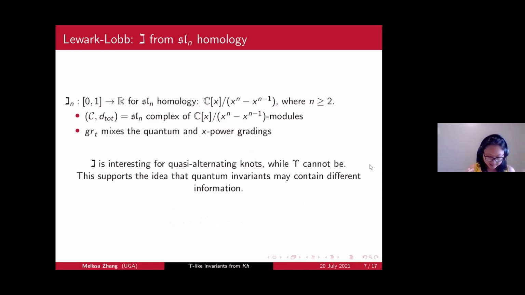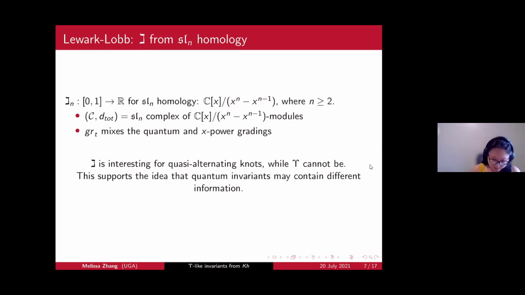Okay, so here is the first example in this survey. This is Lewark and Lobb's gimel from SLN homology. This is not a lambda. This is the letter on the dreidel at Hanukkah that you really want to get, because then you get more chocolate. And this is going to be associated to SLN homology, specifically with this polynomial as the potential. Let's leave that at that, and then I'll get back to why they have to use that potential. So the complex is just going to be the SLN complex.